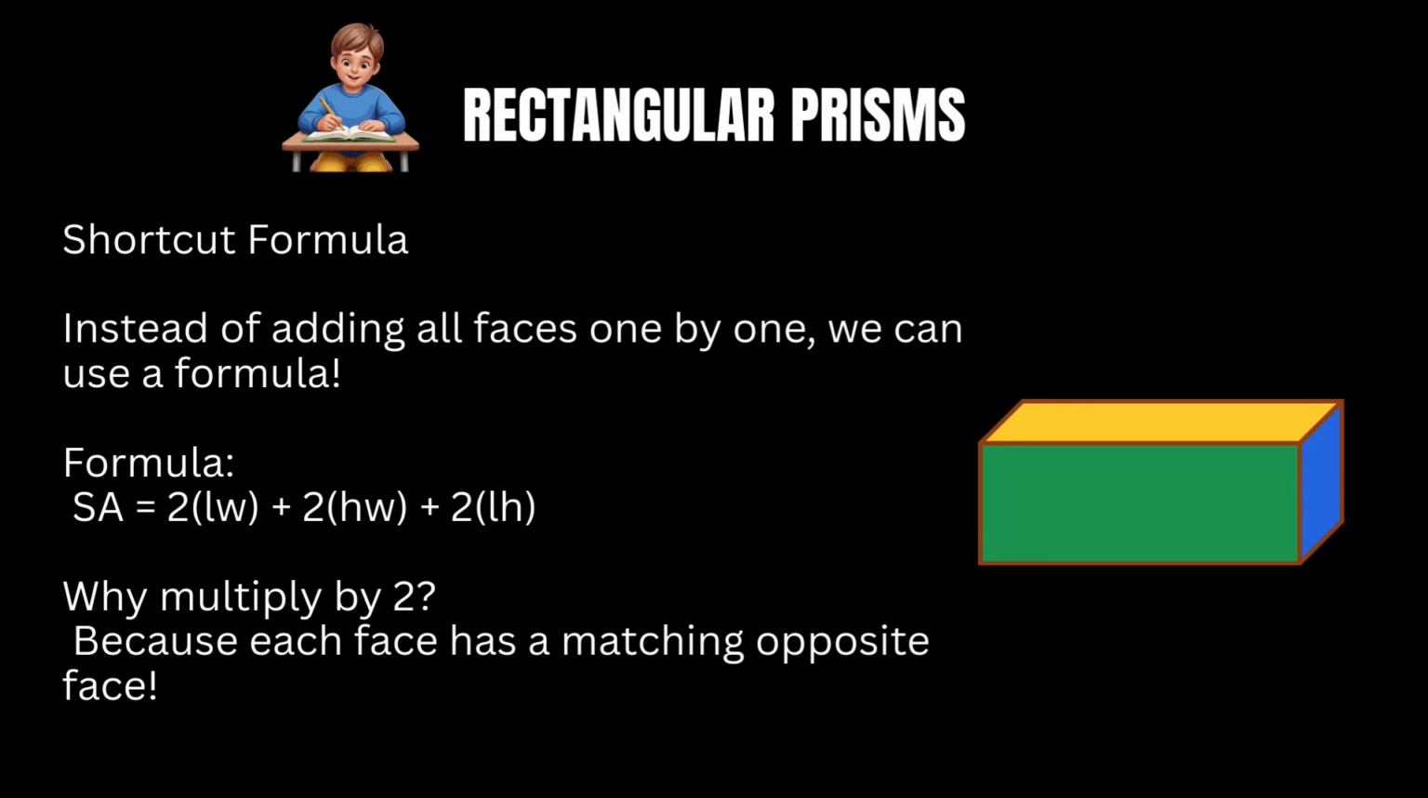Instead of adding all faces one by one, we can use a formula. Formula: surface area equals 2 times length times width plus 2 times height times width plus 2 times length times height. Why multiply by 2? Because each face has a matching opposite face.